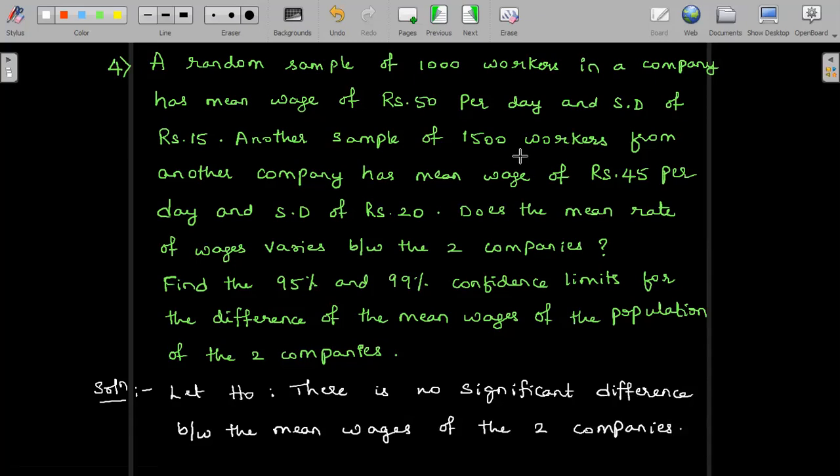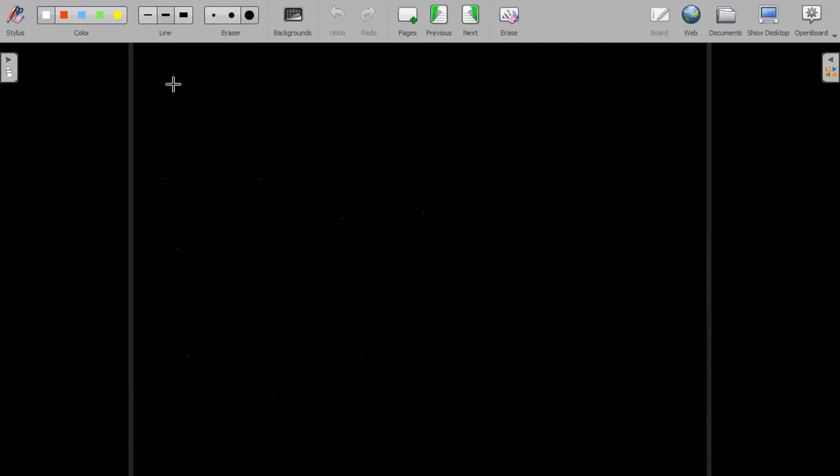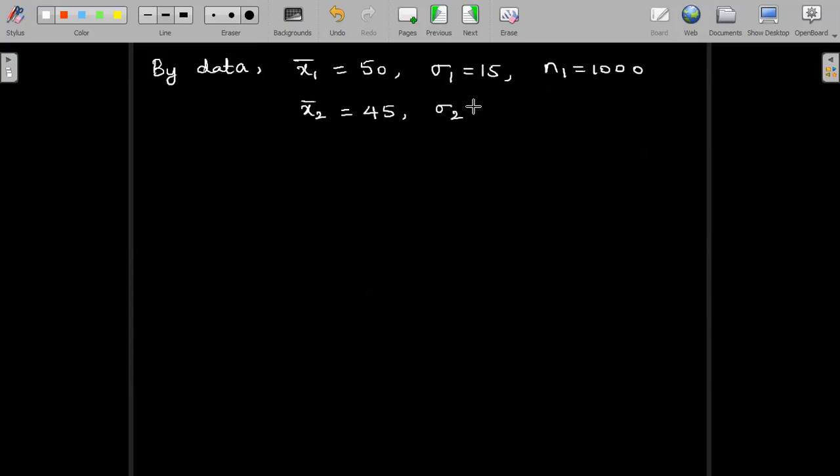So there is no significant difference we are assuming. Now let us analyze the data and write down the required things. That is X1 bar is equal to 50. Sigma 1 is equal to 15. And in this, the population N1 is 1,000. Similarly, X2 bar is 45. Sigma 2 is 20. And N2 is given as 1,500.